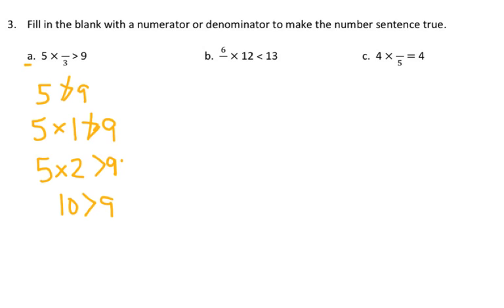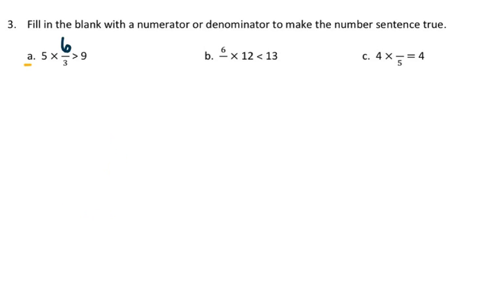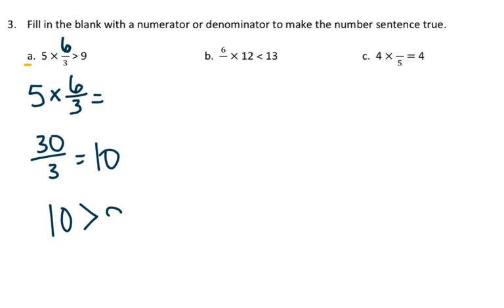So I'm going to look at my multiplier, and how many thirds do I need for that to be equal to the whole number 2? And the answer is 6. So 5 times 6 thirds is greater than 9. And we can go ahead and prove that down here. I can do 5 times 6 thirds, which is equal to 30 thirds, which is equal to 10. And 10 is greater than 9.